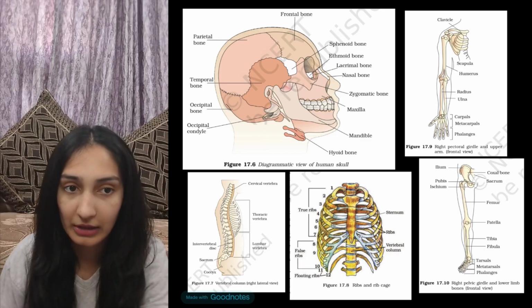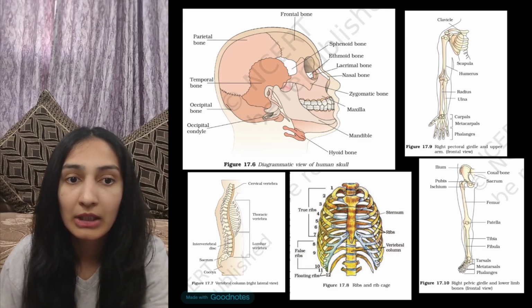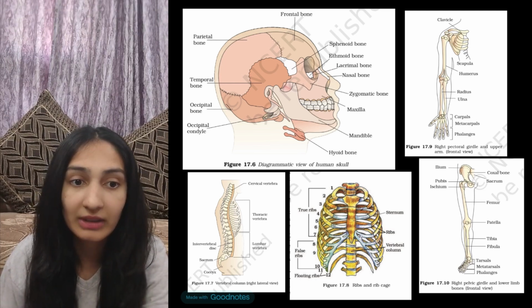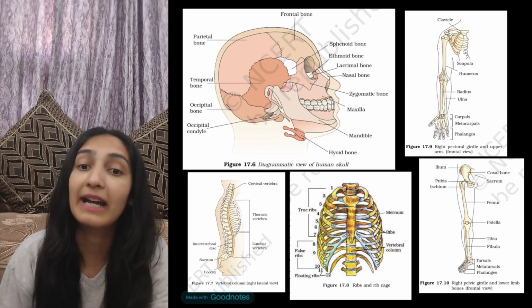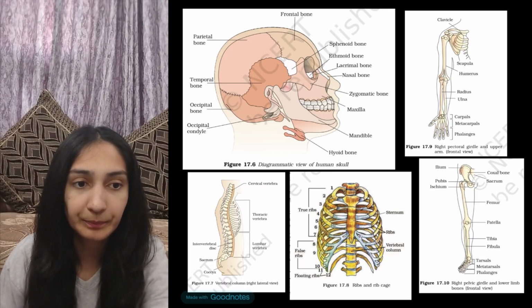Figure 17.10 depicts your right pelvic girdle and lower limbs. This is also a frontal view, starting out with the ilium, coxal bone, sacrum, pubis, ischium, femur, patella, tibia, fibula, tarsals, metatarsals and phalanges. Alright, I hope this is clear.